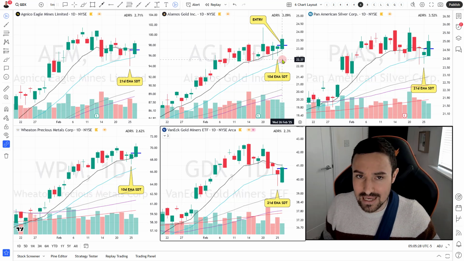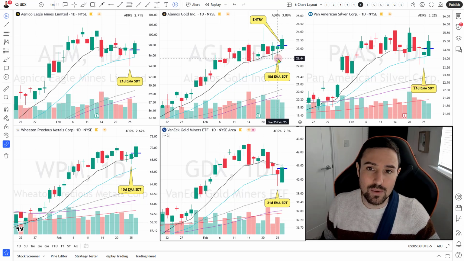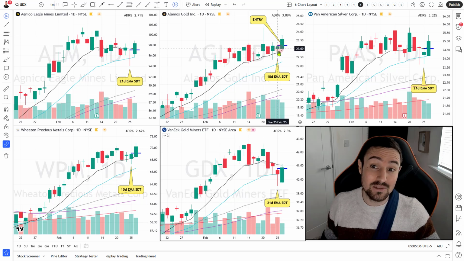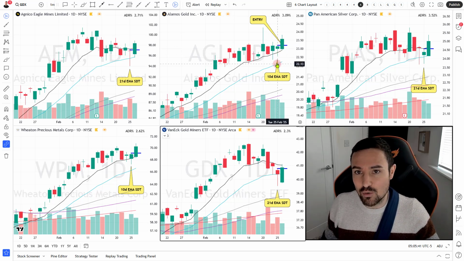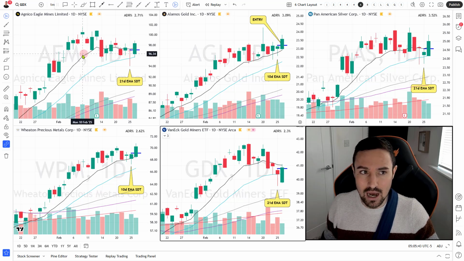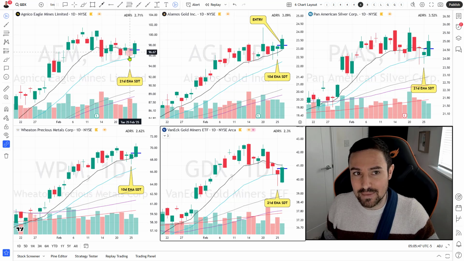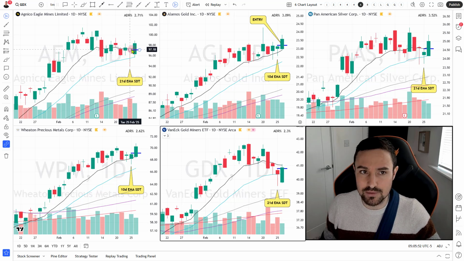What I'm seeing AGI do on the 25th of February is it's forming this inside bar and this shakeout demand tail. I really like those shakeout demand tails, especially if it's an inside bar on a leading stock displaying relative strength. When AGI is forming this shakeout demand tail and inside bar, I'm noticing that Agnico Eagle Mines is forming this big 21-day EMA shakeout demand tail. Interesting, that's been one of the institutional leaders of the precious metal miner space.